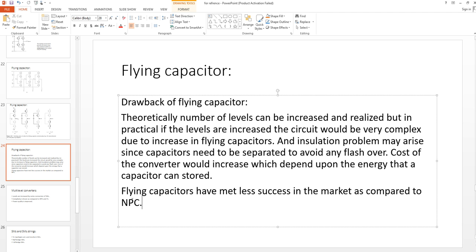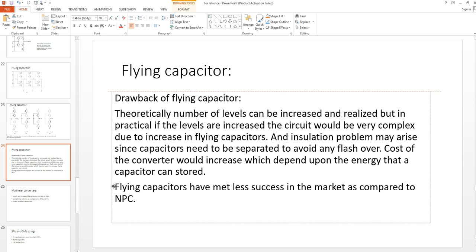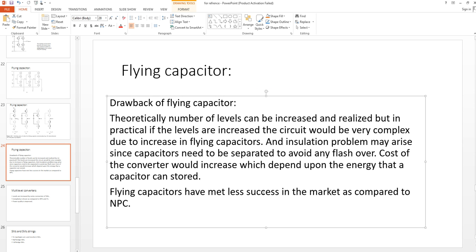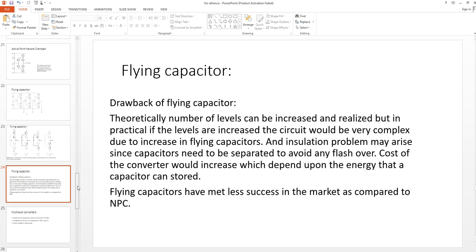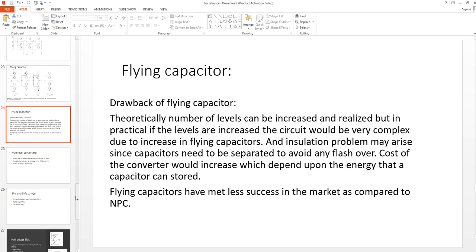Because of this reason, flying capacitors have made less success in the market as compared to neutral point clamped. Due to this issue that we cannot increase the number of levels because of the insulation problems and because of the production of flashover voltage, the flying capacitor is not used nowadays, or has not made that much success in the market as compared to neutral point clamped converters.